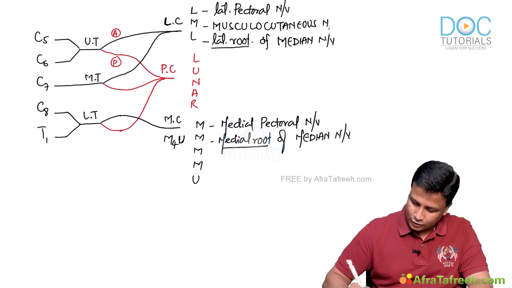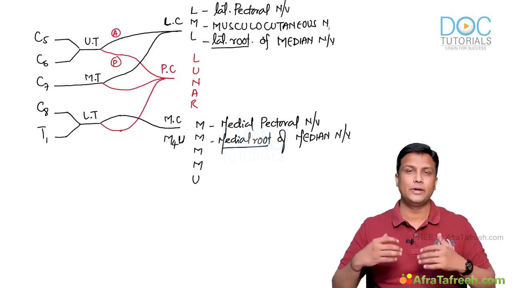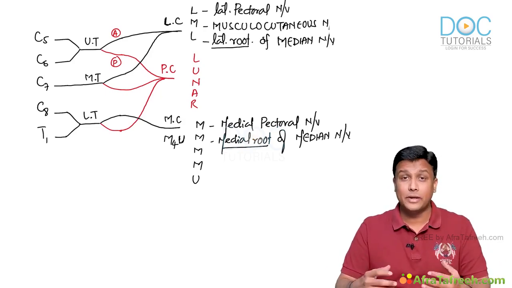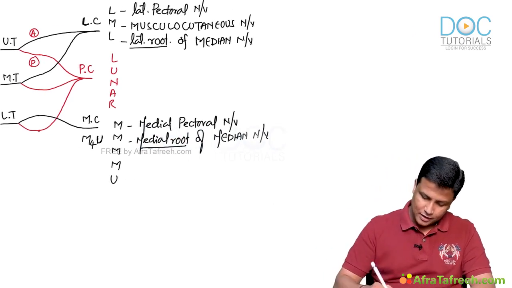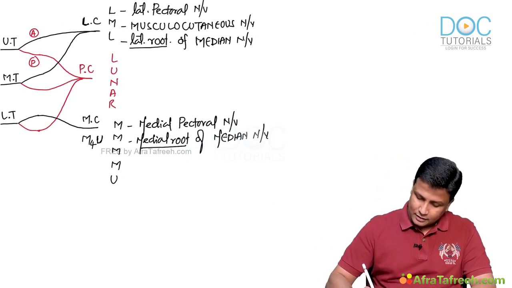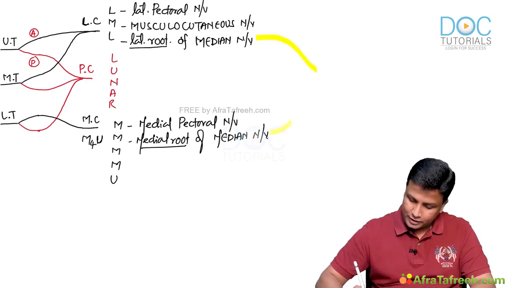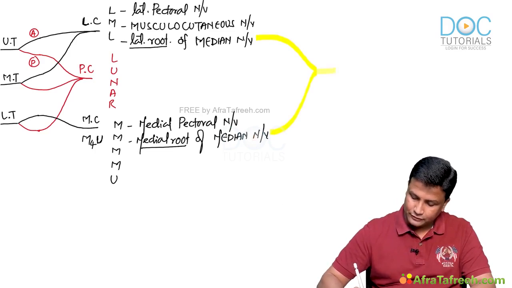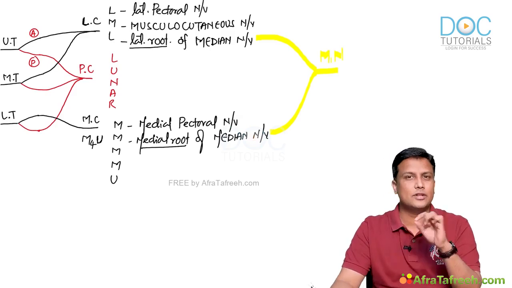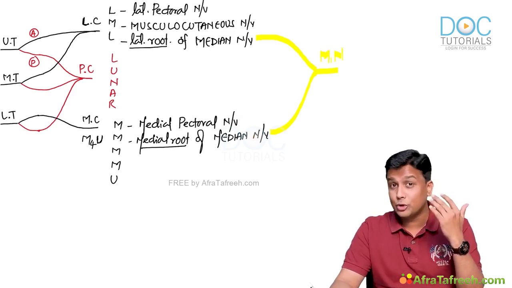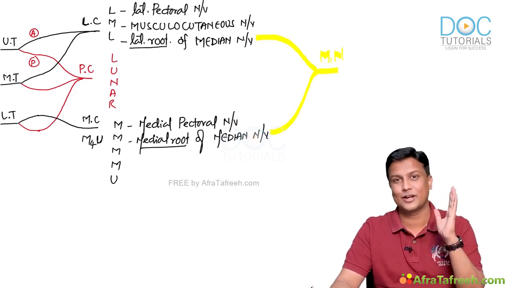Now here, I want all of you to appreciate one thing. Suppose I ask you, what is the origin of median nerve? Median nerve is beginning from where? So look here carefully, guys. Don't do this in your books, don't spoil your diagram. Lateral root of the median nerve coming from the lateral cord, and the medial root of the median nerve coming from the medial cord. Both of them will combine together to form your median nerve. So basically, median nerve is originating from both your lateral cord as well as medial cord.